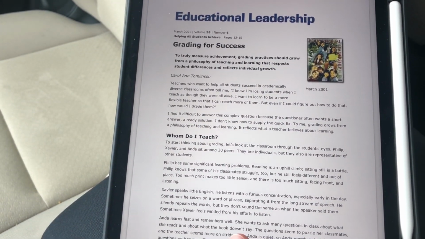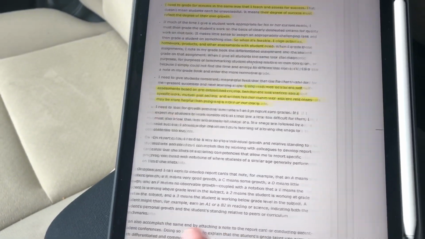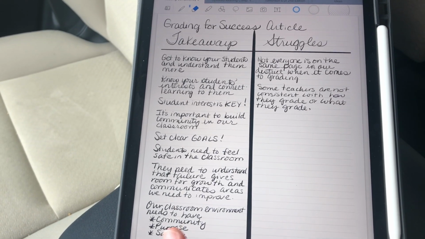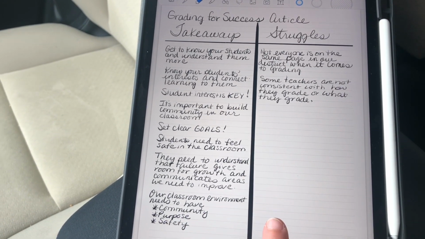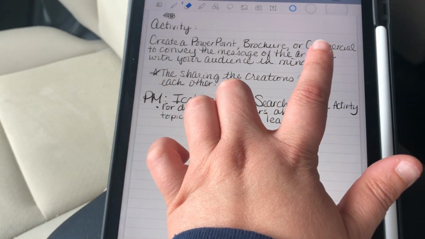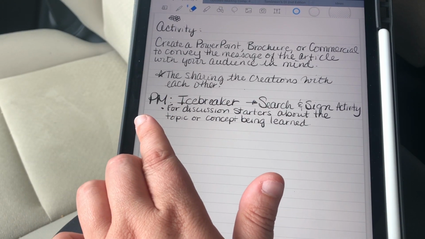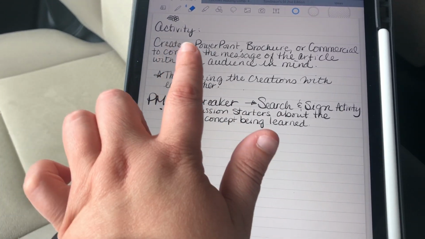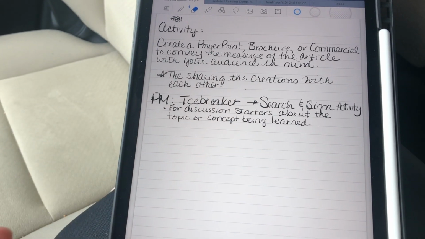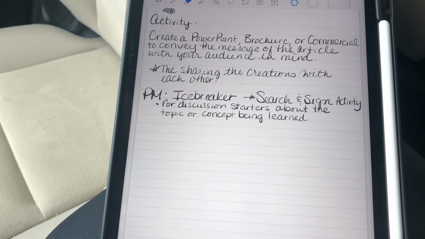And we read an article about grading for success, which was pretty interesting. It was by Carol Ann Tomlinson herself. So then we talked about it, and we talked about the takeaways from the article and the struggles that we might have. And then as a group, we created either a PowerPoint, brochure, or commercial about the information that we learned from the article, and then we shared it with the class. So our group created a PowerPoint about grades, and our audience was students, because we wanted our students to know more about grades and where their grades come from and what they represent.